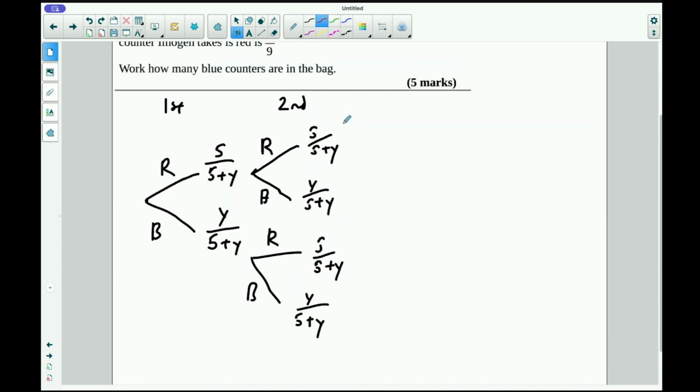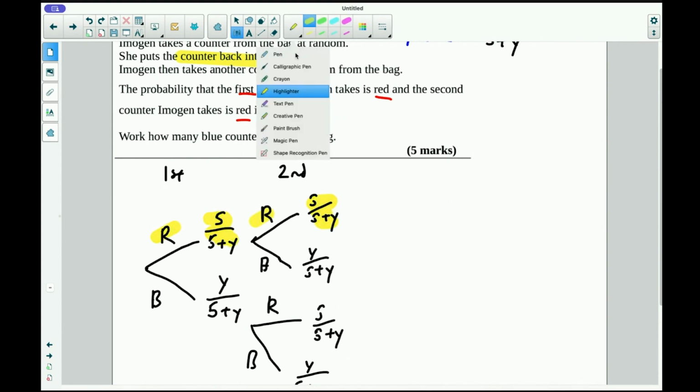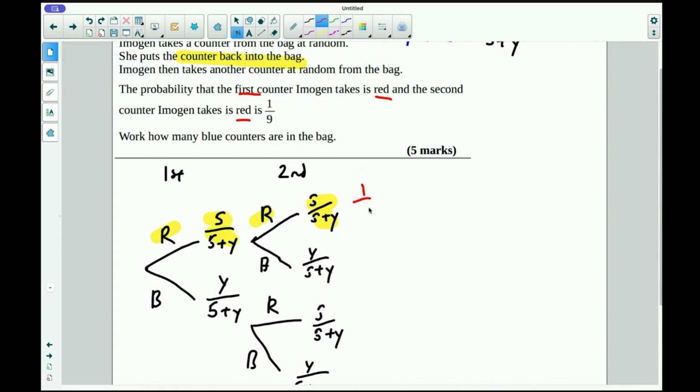And then we come back to this statement here. It says that the probability that the first counter she takes is red, and the second counter is red. So red and then red is going to be 1 over 9. So we get 1 over 9 as our final probability.